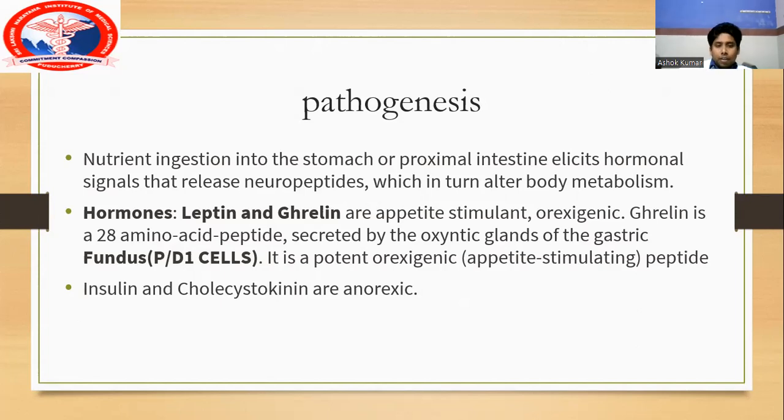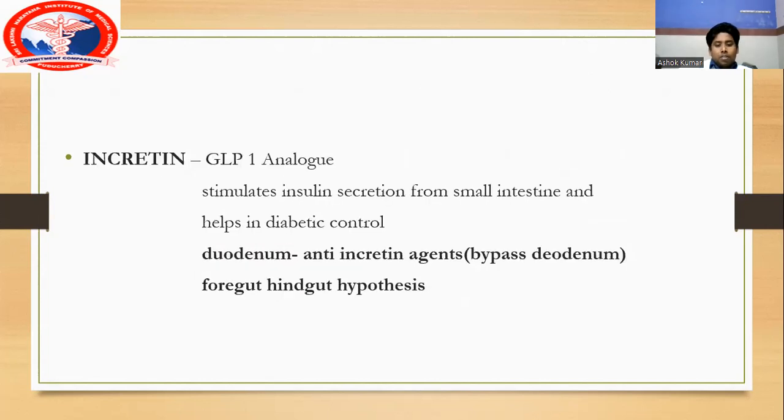The function of ghrelin is antagonized by insulin and cholecystokinin. They are anorexigenic hormones. The second hormone is incretin, a glucagon-like peptide 1 analog. The main function of incretin is that it stimulates insulin secretion from the small intestine when the food reaches the proximal small intestine. Once insulin is secreted, it helps in diabetic control.